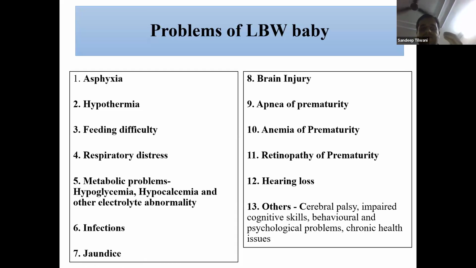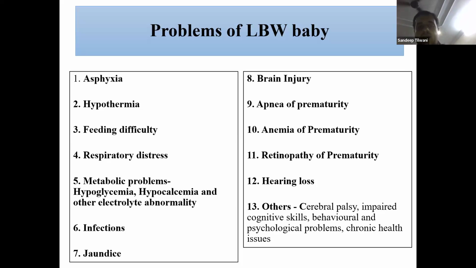Now, whenever these babies are born low birth weight, either because of prematurity or because of SGA, as soon as the baby is born, maybe the lungs would not be so mature, because of which they may have some difficulties in transition. So that is why these babies are at a high risk for asphyxia. Next, they are at high risk for hypothermia.